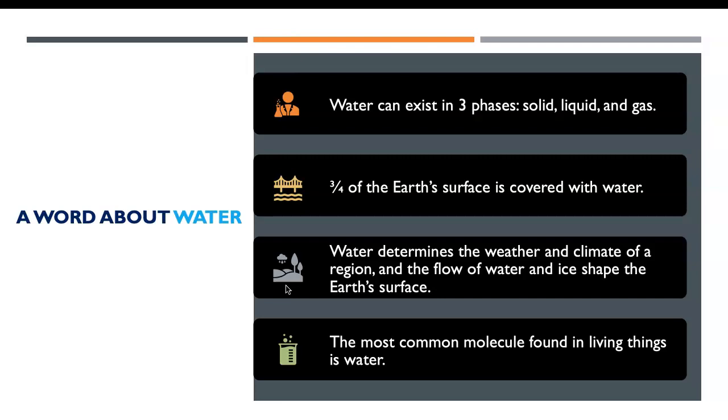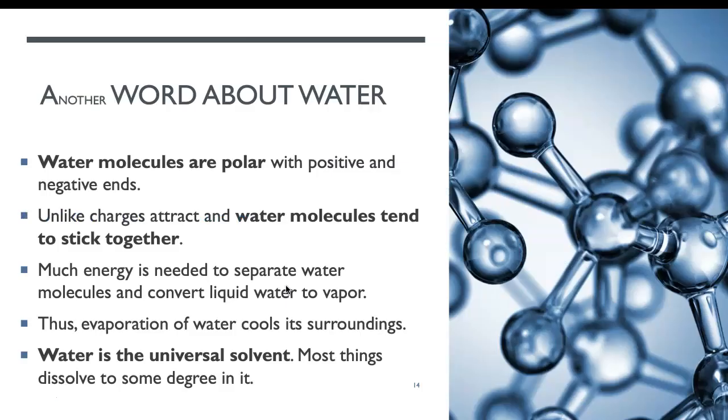That's like our body. In our body, about 70% is water. And water determines the weather and the climate. It's a very powerful force, such as a hurricane. The most common molecule found in living things is water. Another word about water. Water molecules are polar. That's why they pull each other together.